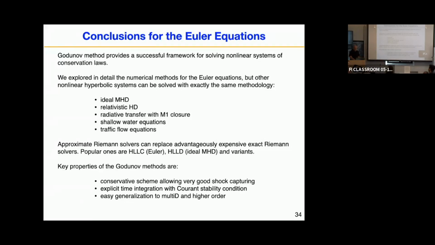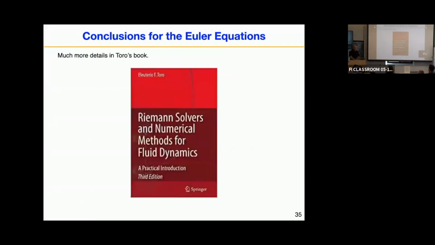Okay, great. So then I have much more time. Great. So that's the book that I strongly encourage you to read this summer to learn more about the Euler equation, especially exact Riemann solvers. That's really the Bible by Toro.